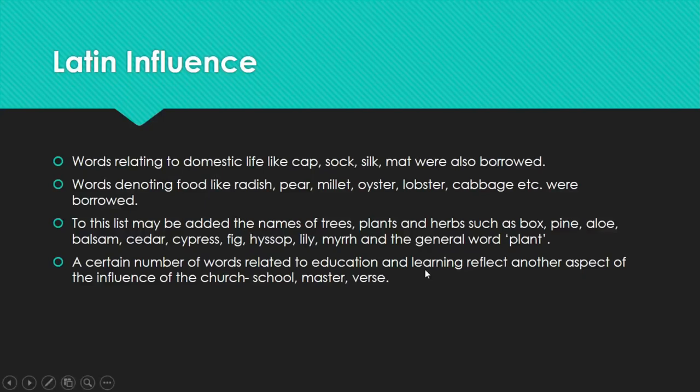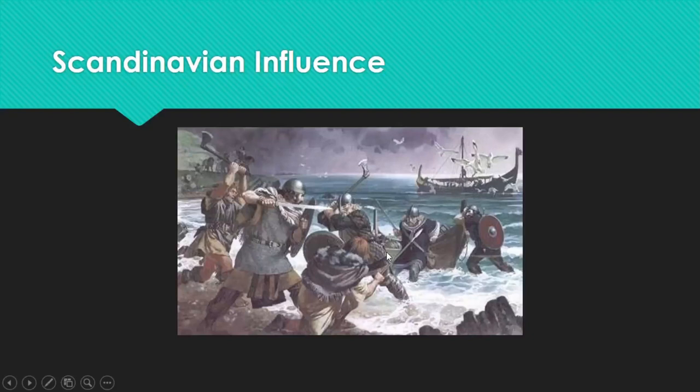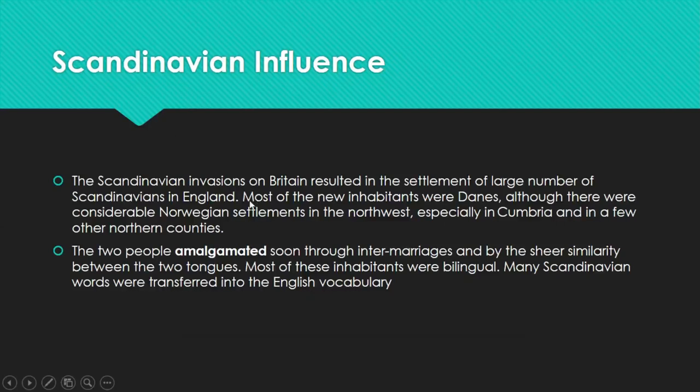Let's look at Scandinavian influence on Old English. This is actually the Viking invasion. This is a picture of the Viking invasion on England, or on Britain. Let's see how Scandinavian influence comes. Like the Angles, Saxons and Jutes, they invaded Britain, and this resulted in a settlement of a large number of Scandinavians in England.